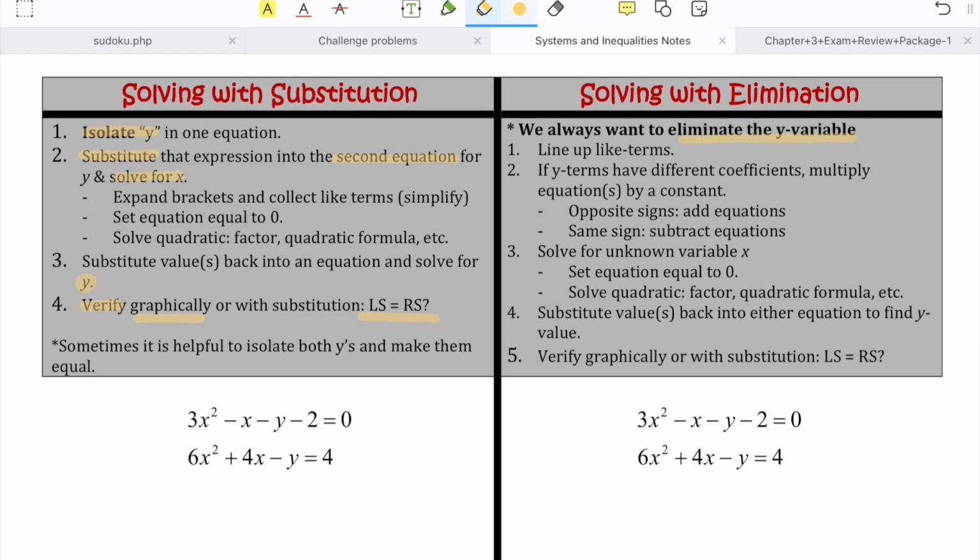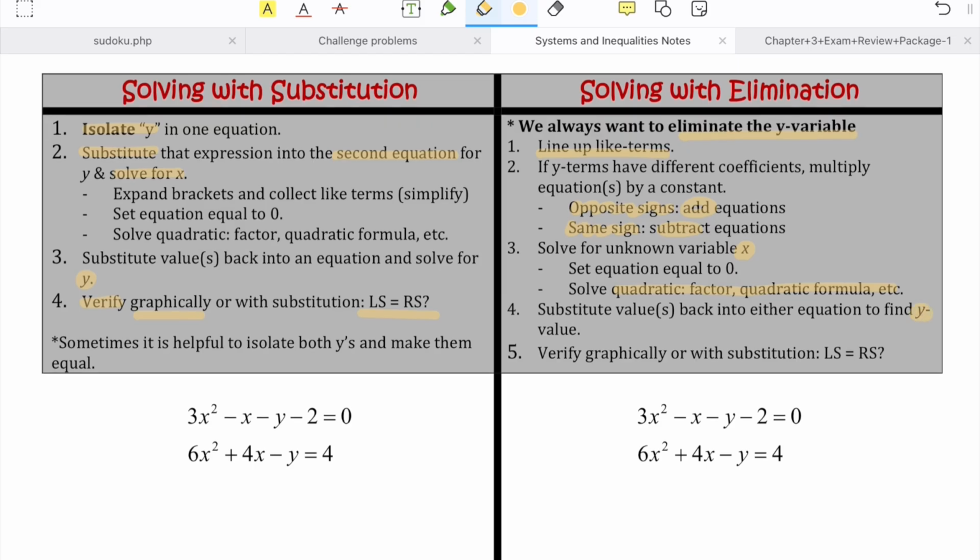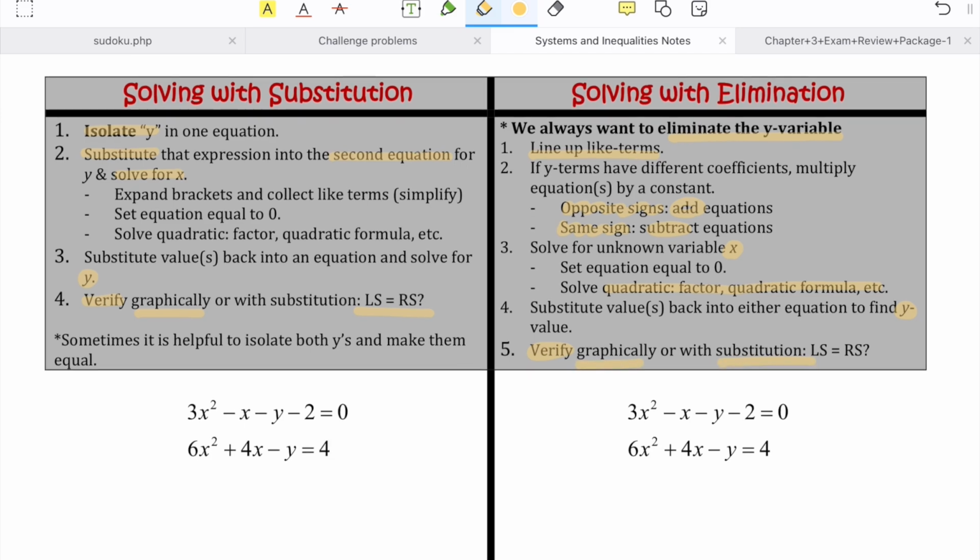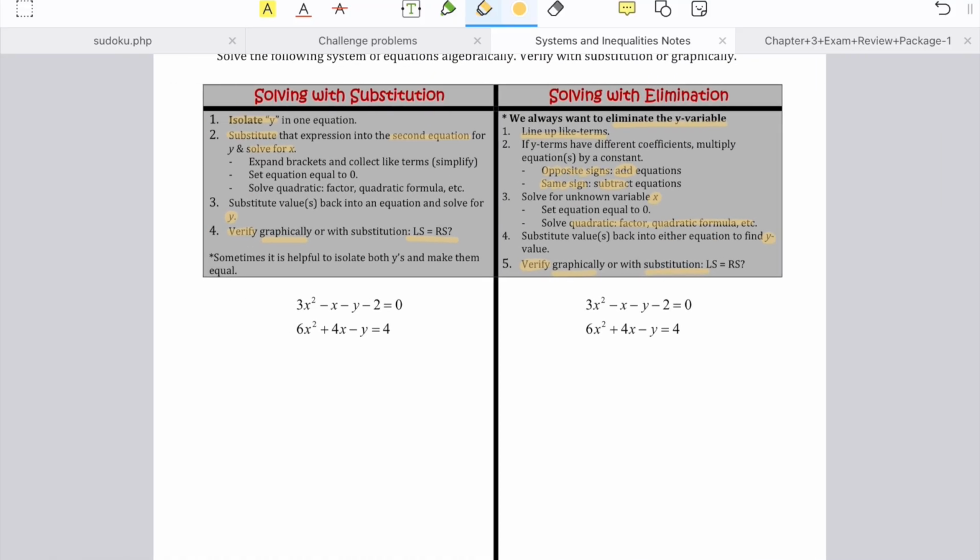Elimination, you eliminate the y variable, line up the like terms, either add or subtract. So if you have opposite signs, you add them. If you have the same signs, you subtract them. Solve for x and use quadratic factoring or the formula to figure out your x value, substitute it to find your y value, and then verify graphically or by substitution. Okay, so we're going to solve the same question using both elimination and substitution.